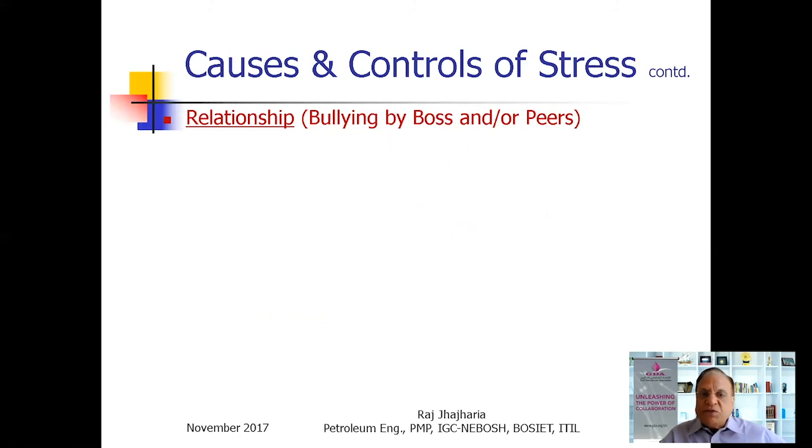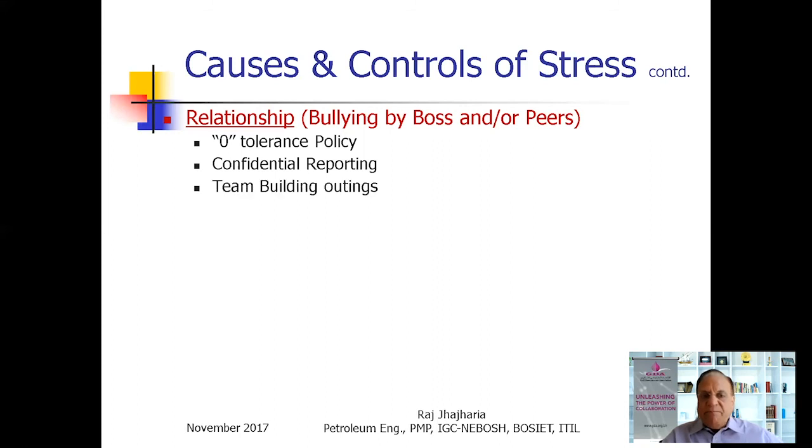Also going forward, relationship. At the work, maybe there is peer pressure. Maybe some people are being bullied by their colleagues or even the boss. So what is the solution? There should be a zero tolerance policy at work for such things. Confidential reporting. People should be allowed to report anonymously and without disclosing their identity. Team building outings. So often, regularly or from time to time, the supervisor or the manager should take the people out on a camping or some kind of outing where they can do team building exercises, build the bonding, build the trust, so such bullying and relationship problems do not happen.